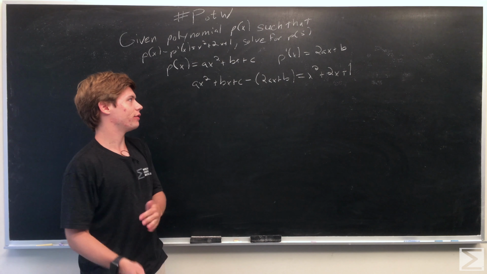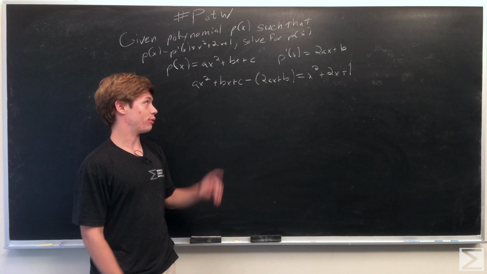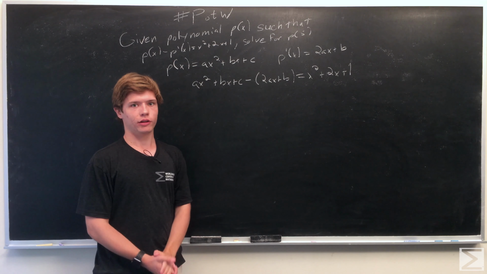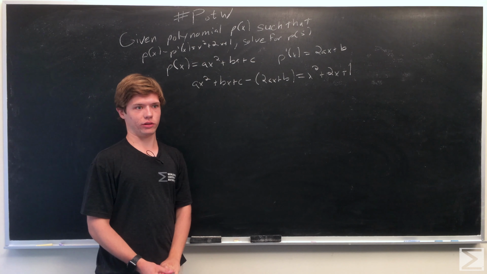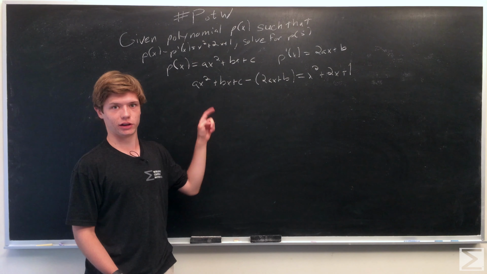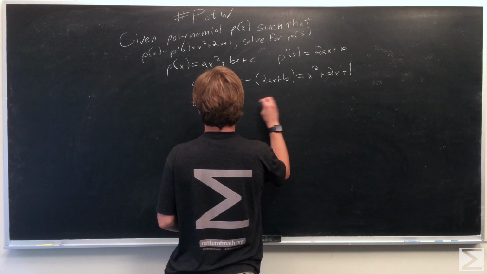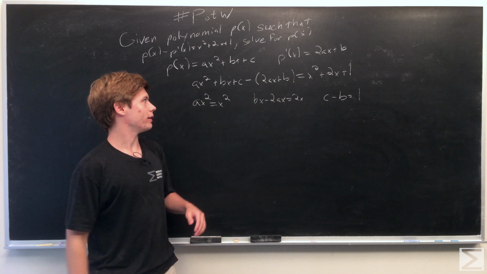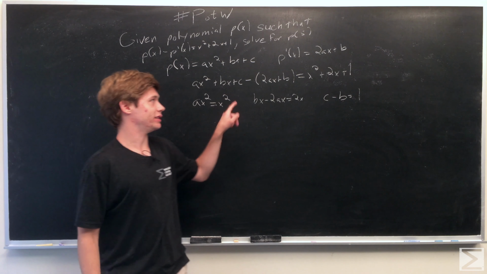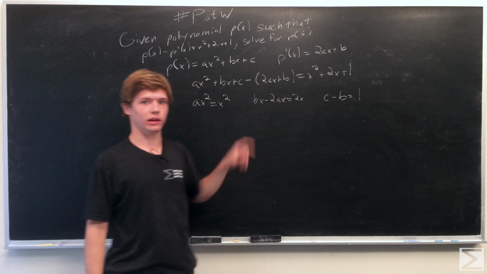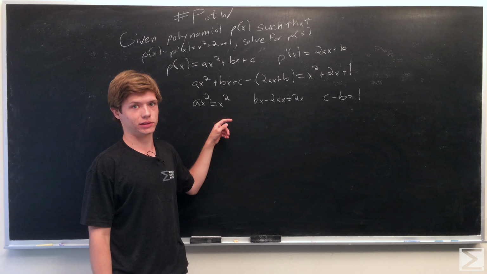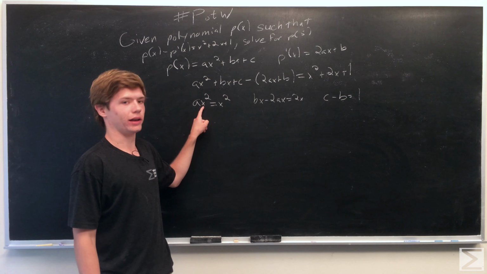So now we have three variables, a, b, and c. So we have to write three equations that we can use to figure out what the values of a, b, and c are. So we know that this has to equal this. And so we have three equations set up based on what the power is of x.